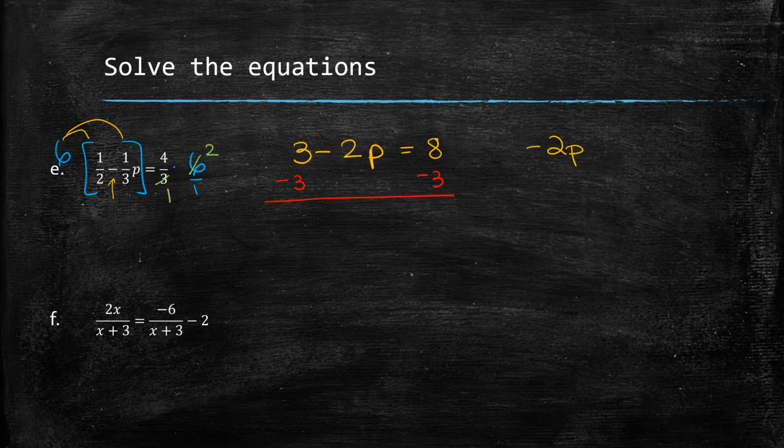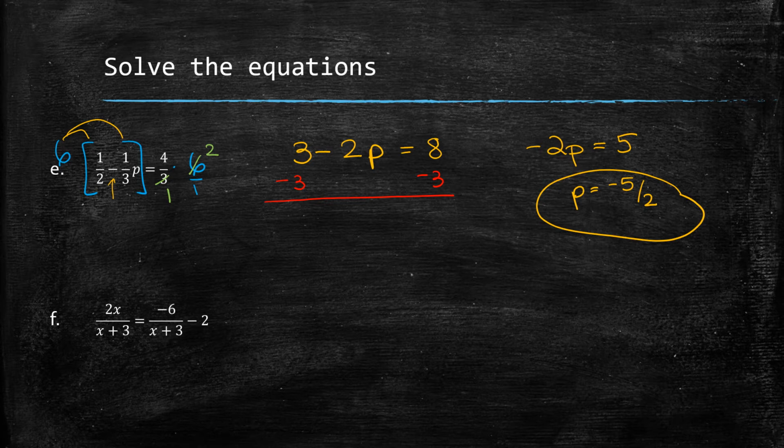We now have negative 2 times p is equal to 5. Divide both sides by negative p. Sorry, divide both sides by negative 2, I meant to say. So we'll get p is equal to negative 5/2. Good. Again, you could always plug that back in for the p and make sure you get the same value on both sides of the equation.